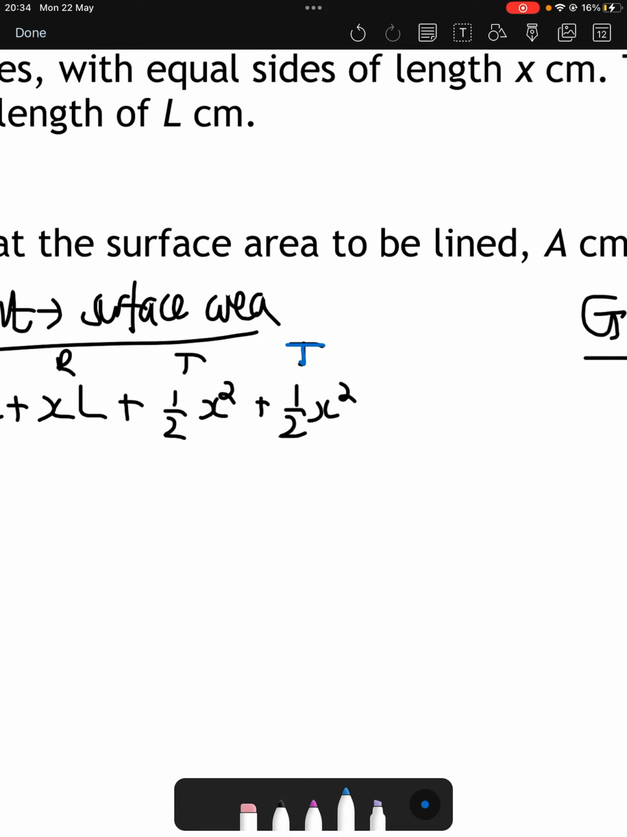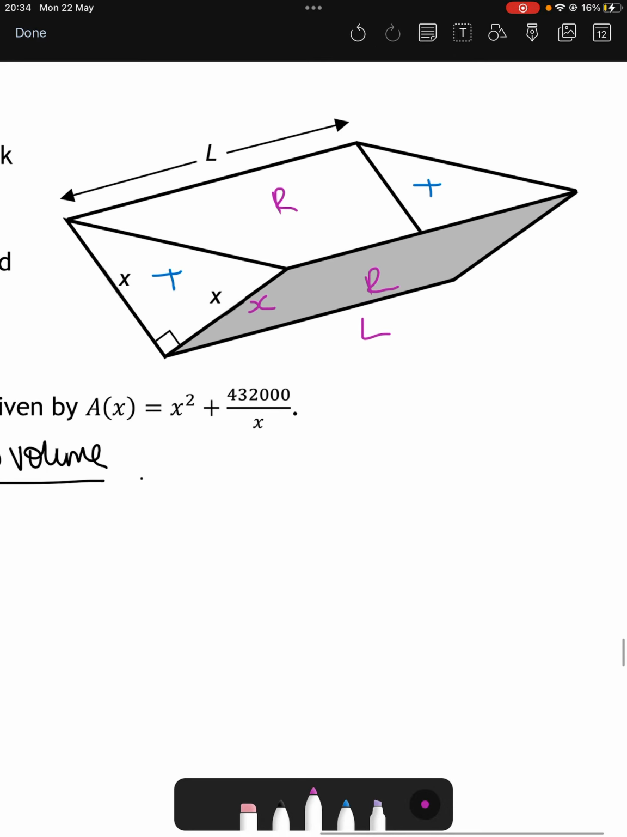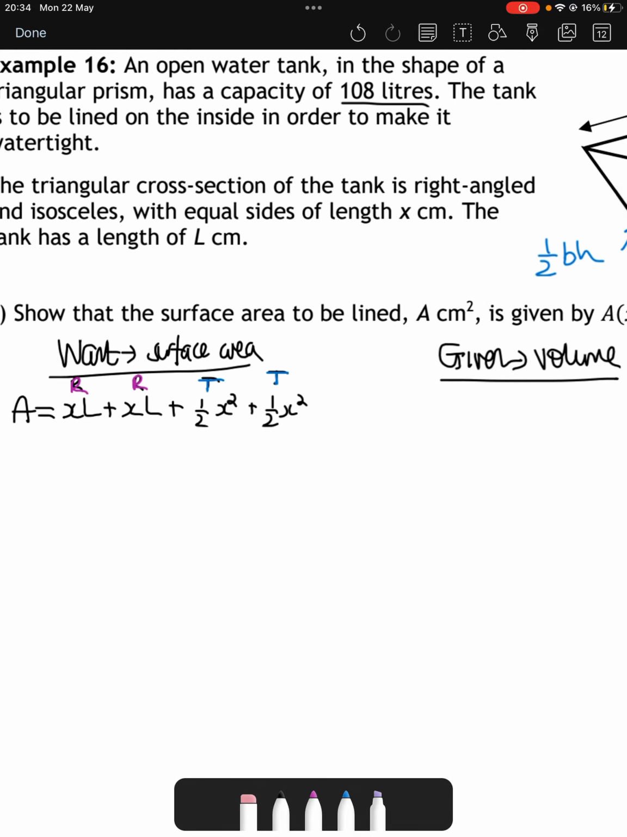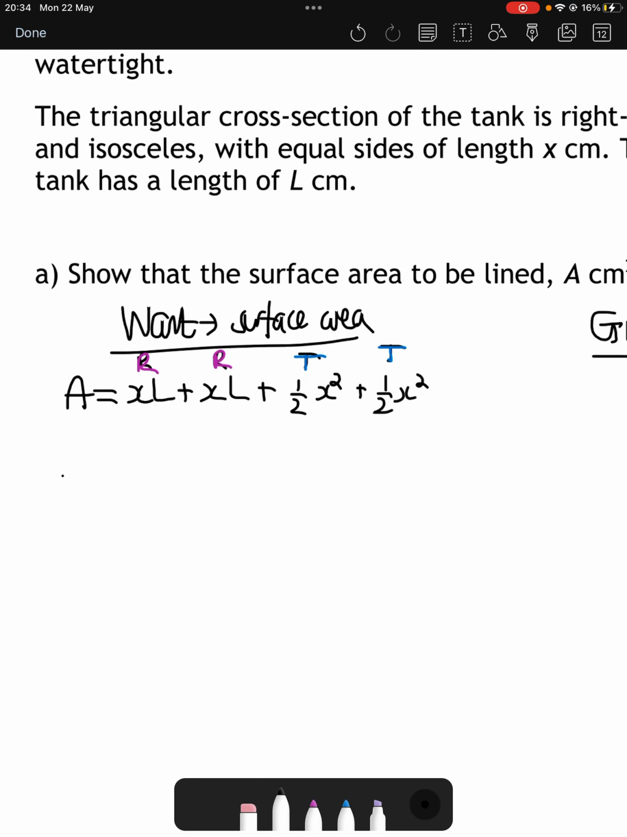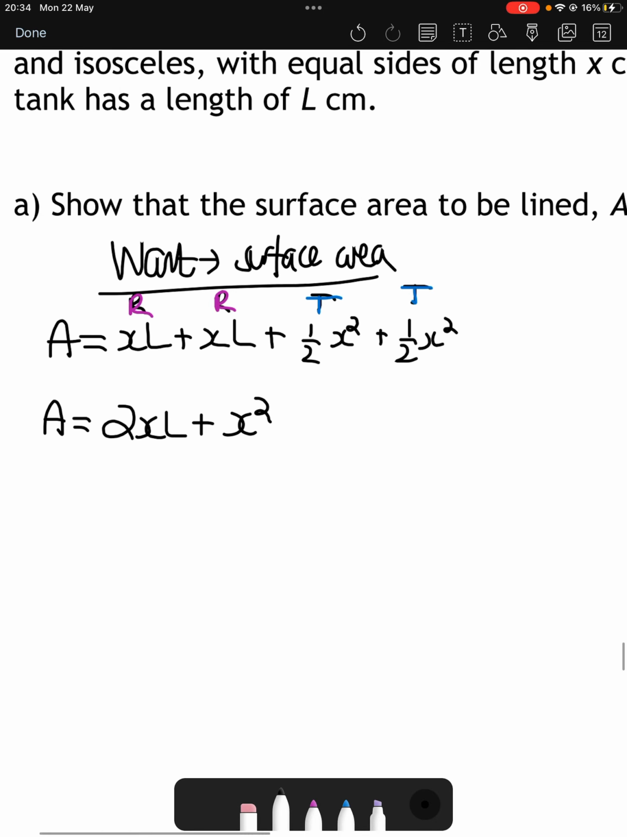Okay, so your triangles, half base times height, your rectangles, length times breadth. Let's even write these on here. So if we tidy this up, what we have is area is 2xl plus x squared. Now, we can know the answer is, right? The answer is x squared plus something. So let's even start writing it in that form.